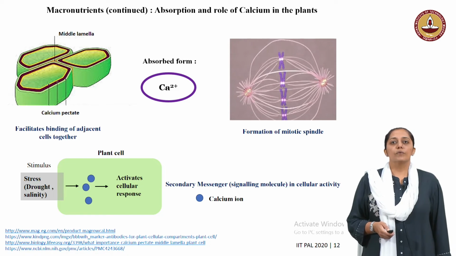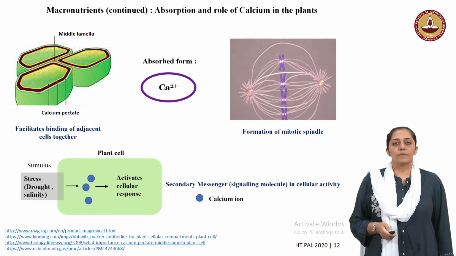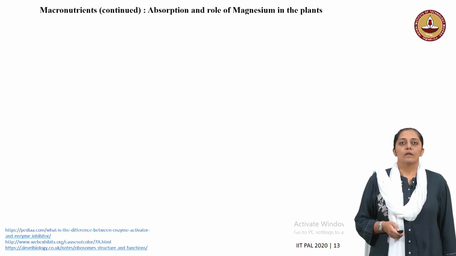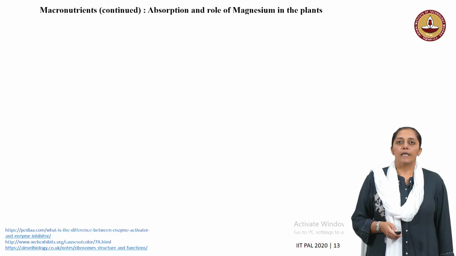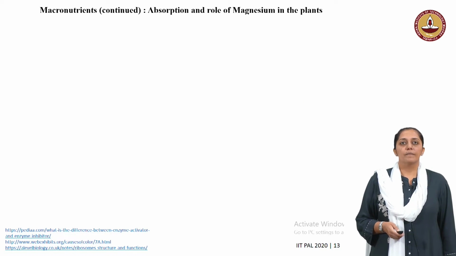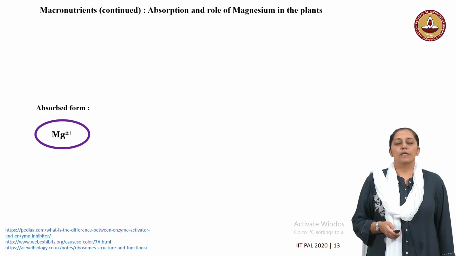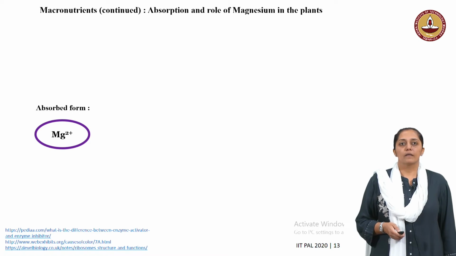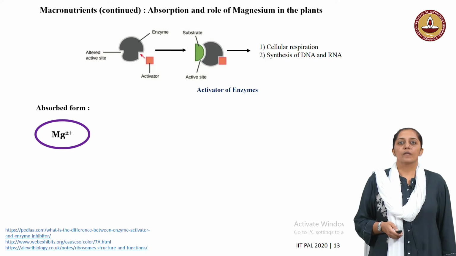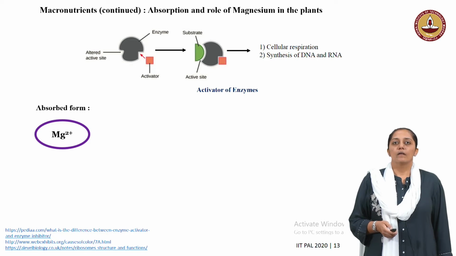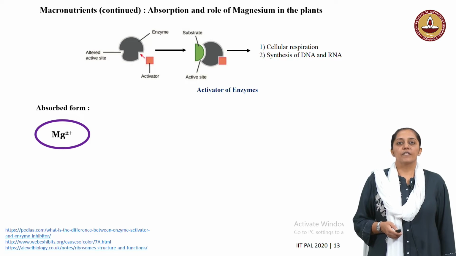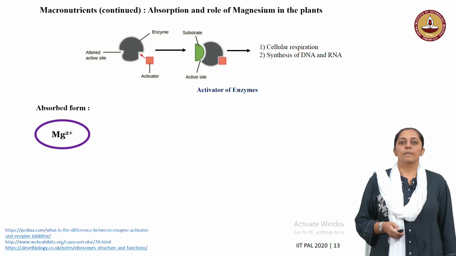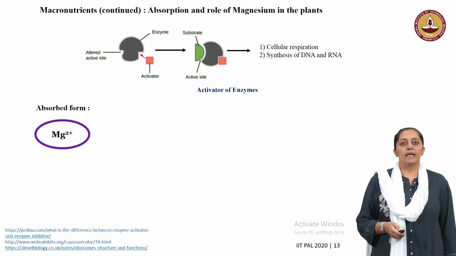It is also included in the formation of the mitotic spindle. Another element, magnesium, is absorbed in the form of magnesium ion, shown in the circle here. Magnesium is also included as an activator of enzymes which are required in cellular respiration and synthesis of DNA and RNA.